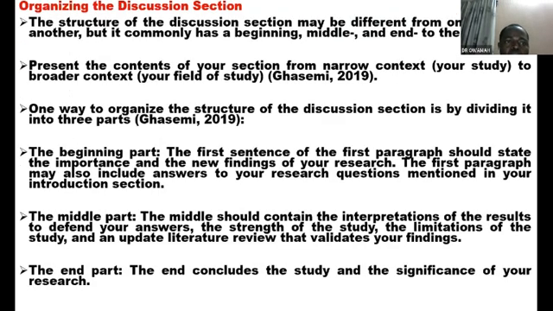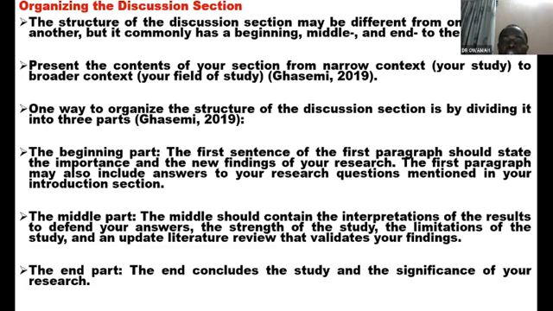Now, still on organizing the discussion section, the structure of the discussion section may be different from one paper to another, but it commonly has a beginning, a middle, and an end. For each section, there is a beginning, there is a middle, there is an end. Present the contents of your section from the narrow context, then move into the broader context. Remember that when we talk about the introduction, you move from the broader context into the narrow context. But in the result and discussion section, you move from the narrow context and then go into the broader context.